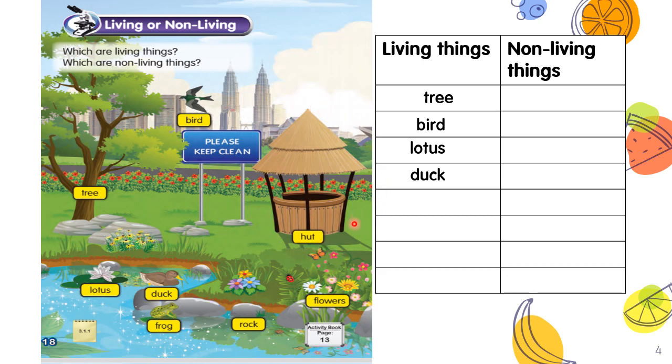Hut. Pondok. Hut. Is it a living thing? Hut is non-living things. Now let's take a look at the next one. Frog. Is it living thing or non-living thing? Can you guess the answer? Let's take a look at the answer. Frog is a living thing.